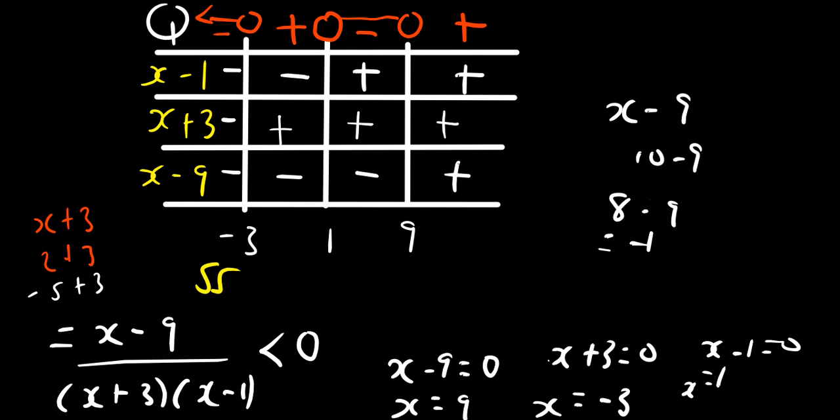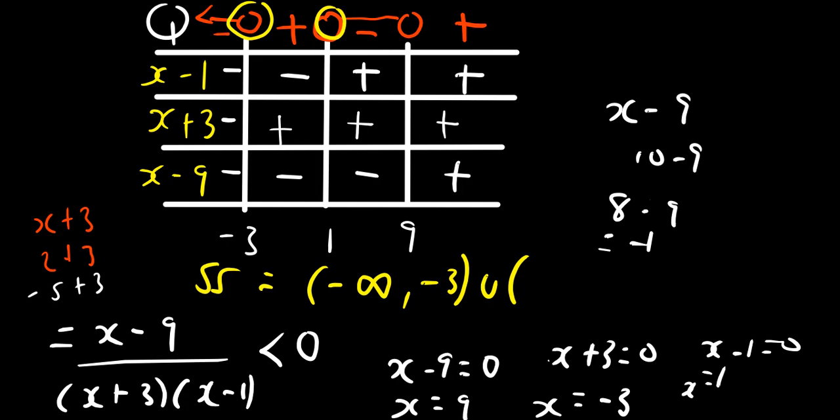So our solution set in this case will be equal to all values from negative infinity to negative 3, but negative 3, as we've seen here, is not included, so you put that union. You come to the other side, we want all values from 1, 1 is not included, to 9, 9 is also not included. So this will be our solution set.